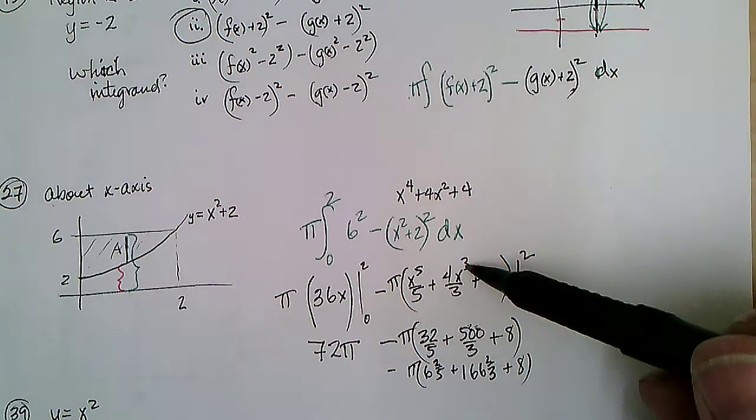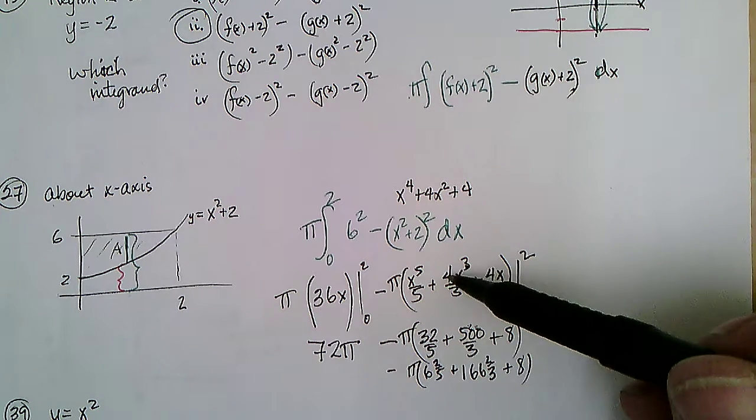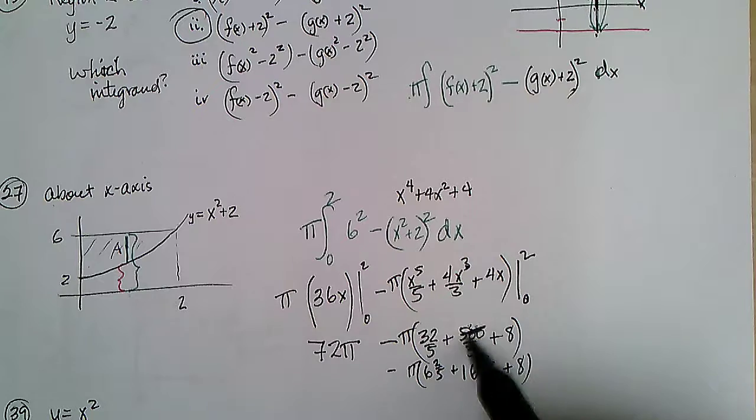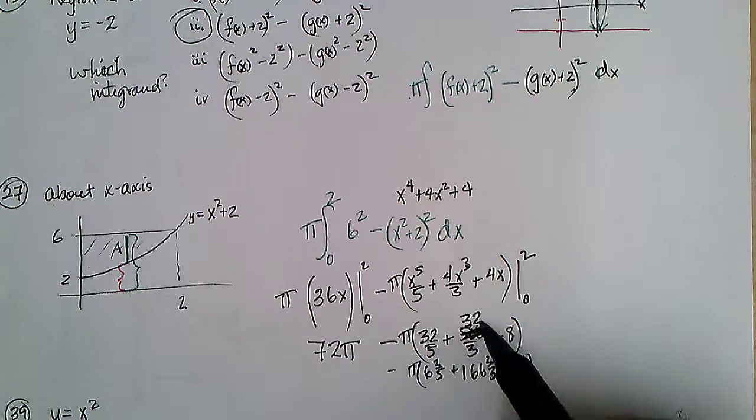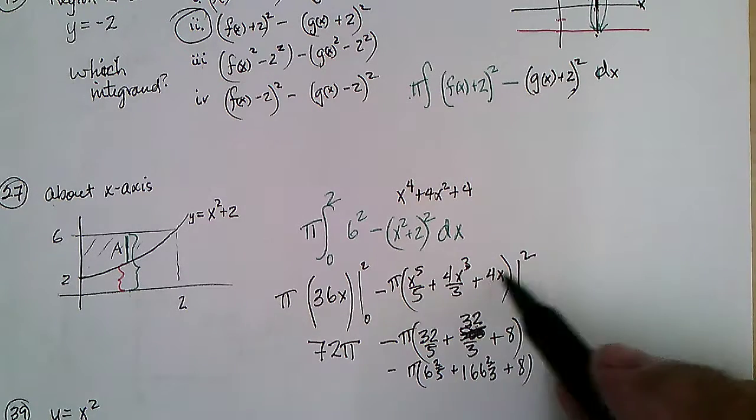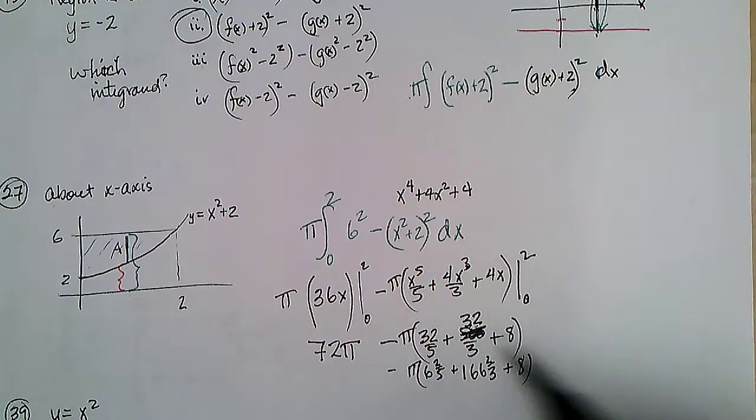2 to the third is 8. I was thinking 5 to the third. 2 to the third is 8, times 4 is 32, so 32 thirds. And 4 times 2 is 8. I messed that one up. Sorry, that's why it doesn't look right. 3 goes in there, 10 and 2 thirds.